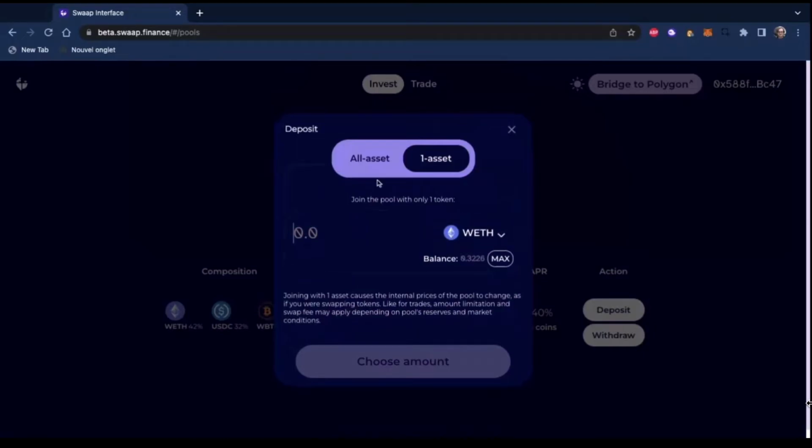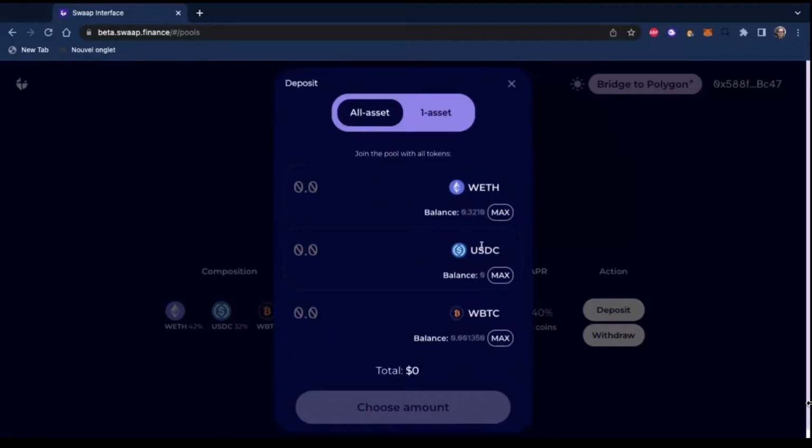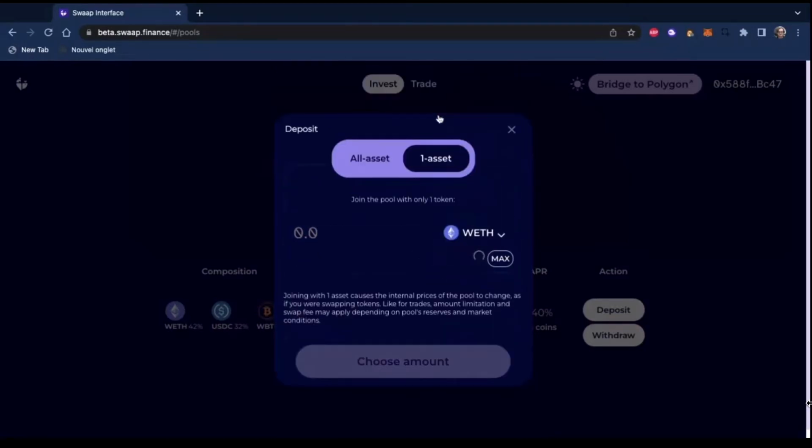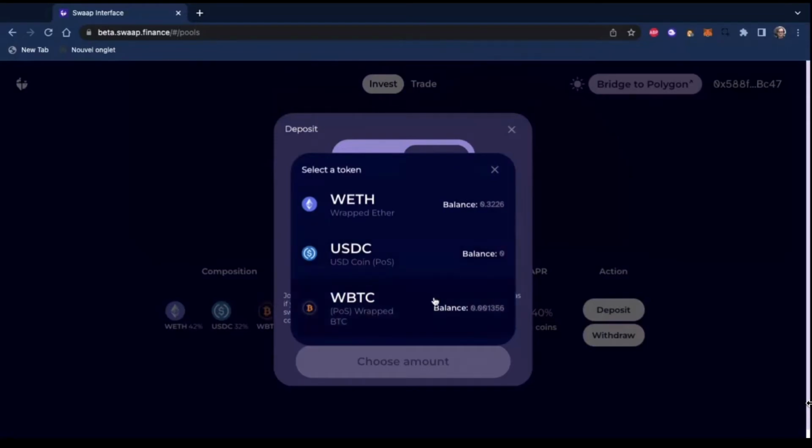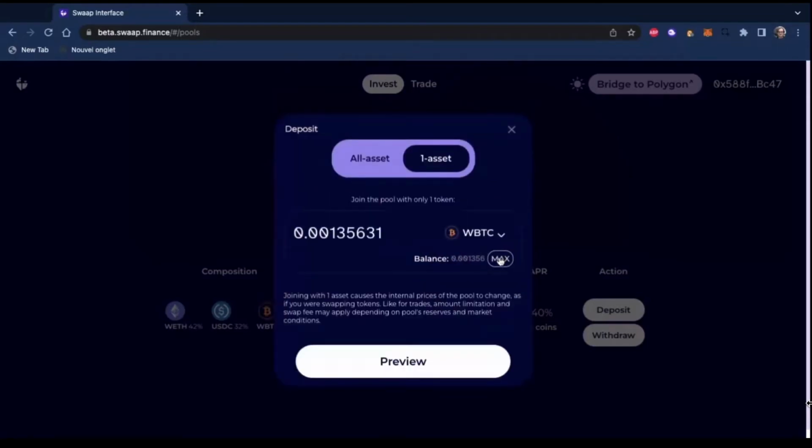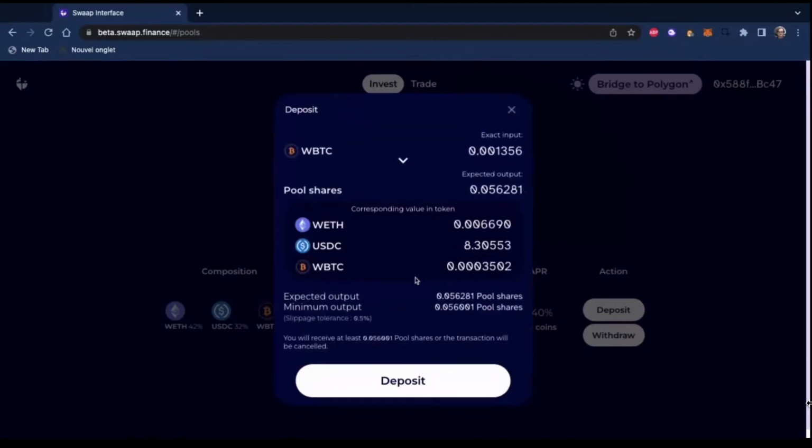So for instance, here, I don't have USDC, so I'm not able to join with all assets. So I'm going to join with just one asset. So let's say I'm going to join with wrapped Bitcoin, for instance. So here I can confirm. I see what I'm going to get here with my Bitcoin.